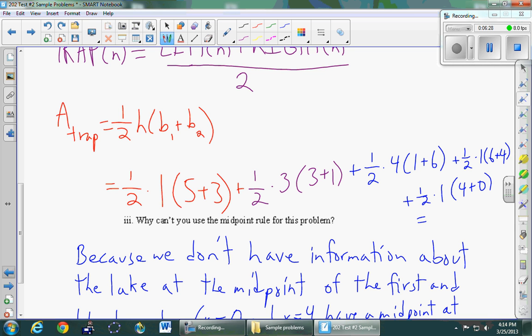And so if we crunch all this stuff together, and if I did my arithmetic right, 31 is our estimate for the area of the lake, 31 square kilometers.